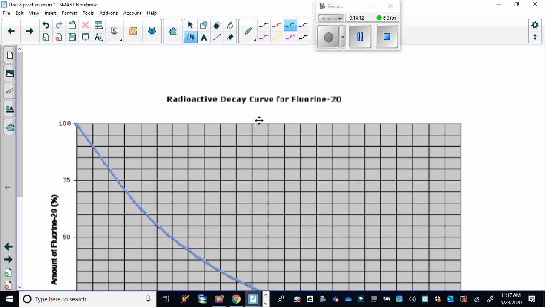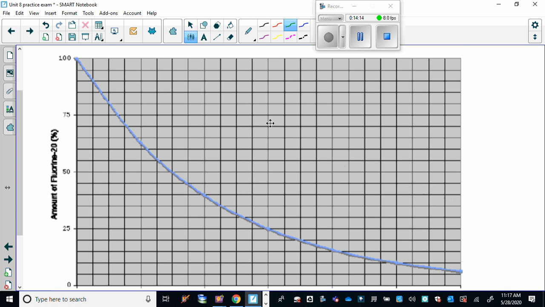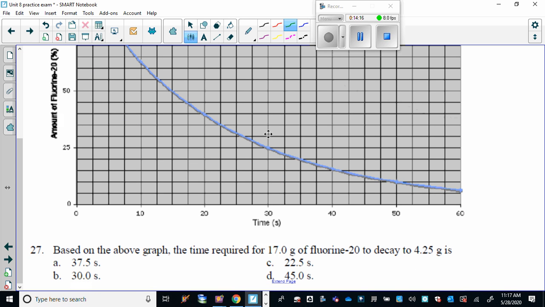Let's try and get this one in here. What's this one here? Fluorine 20. So we've got a graph of fluorine 20. It says, based on the graph above, find the time required for 17 grams of fluorine 20 to decay to 4.25 grams. So what are we going to do there? Well, we're going to say if you have 17 grams of fluorine 20 and it's decayed to 4.25.